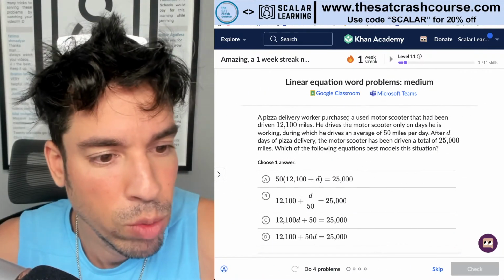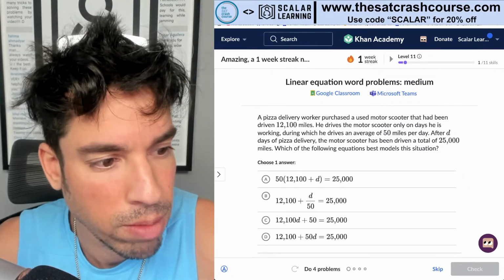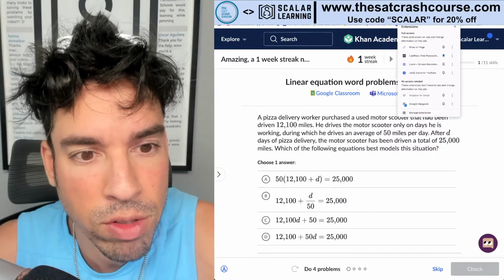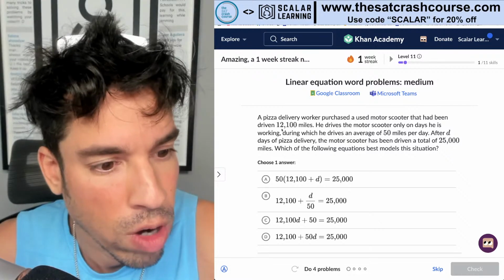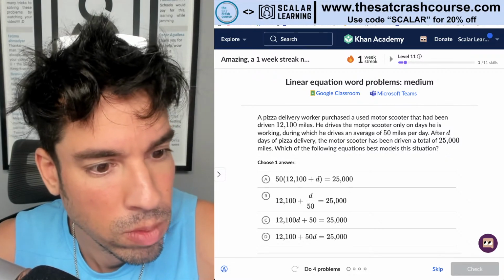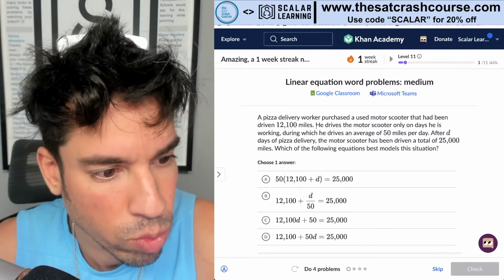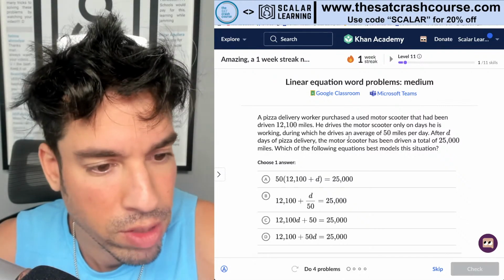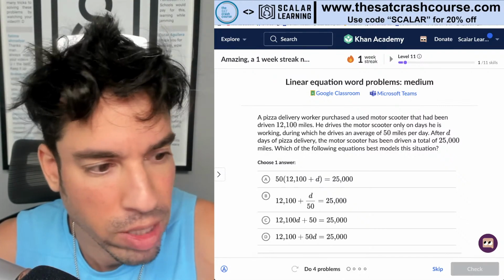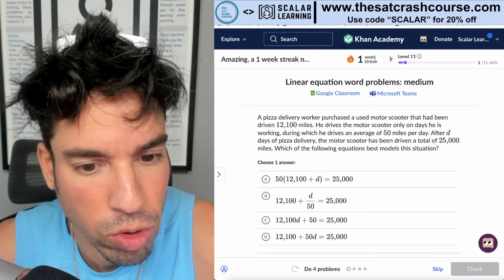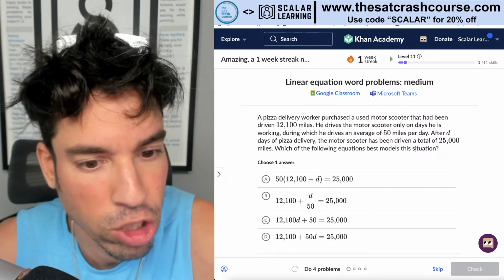All right, a pizza delivery worker purchased a used motor scooter that had been driven 12,000 miles. He drives the motor scooter only on days he is working, during which he drives an average of 50 miles per day. After D days of pizza delivery, the motor scooter has been driven 25,000. Which of the following equations best models the situation?